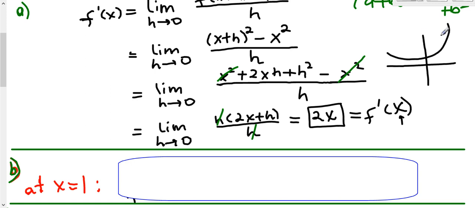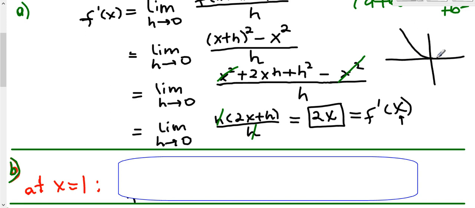So if this is your point here, and you're trying to find the slope there, you draw a tangent line. The slope of the tangent line will be the same as the instantaneous rate of change there. So this particular function was x squared, that's your standard parabola.